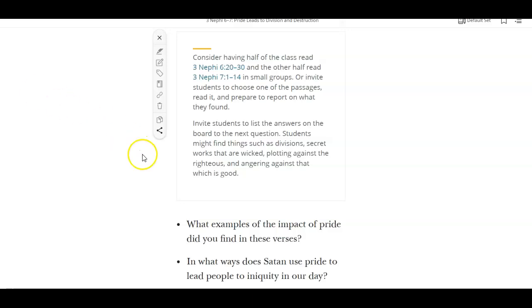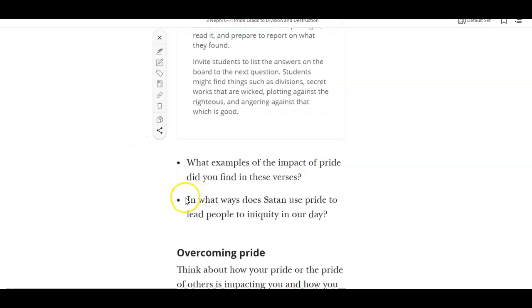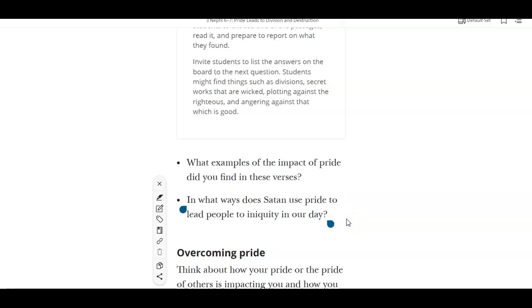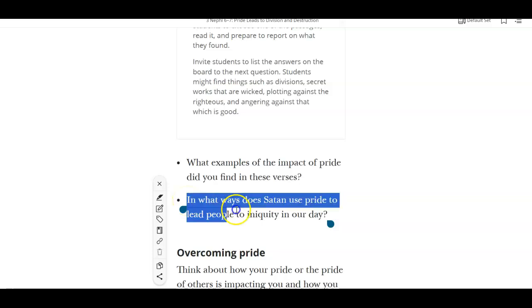Then you would go back to the manual and jump in right here with this question that follows the one that they were addressing in their partner teaching. And then you would just invite those students to consider what they learned in their own reading and studying and from their partner in the partner teaching part. What did they learn about pride? And then make a connection to today's society. In what ways does Satan use pride to lead people to iniquity in our day?